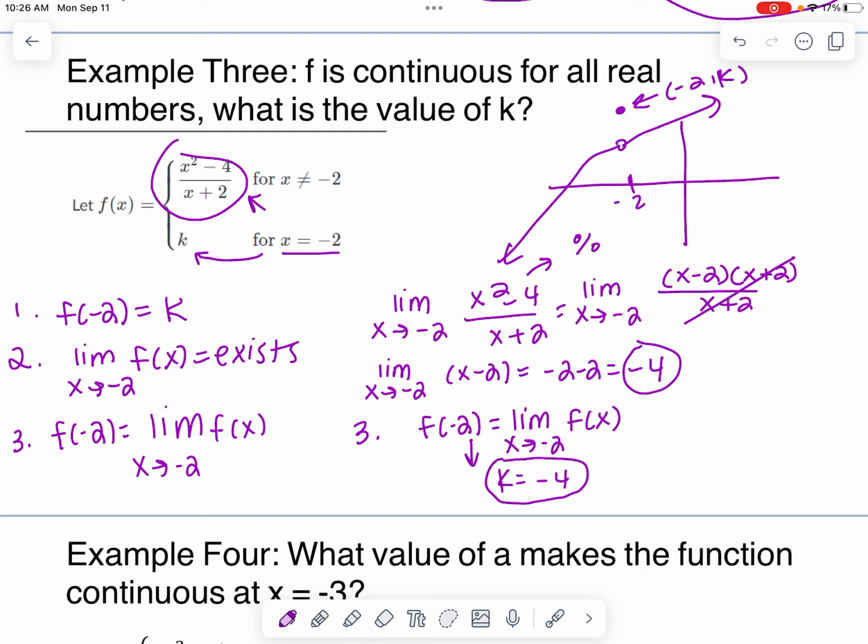And so basically, that means that this hole that we see up here, instead of it being there, it's actually just going to come in here, and it's going to fill in this point right here, and it's going to make that a continuous function. Even though it's a piecewise function, it's still continuous because there's not actually a hole in there anymore, because k just equals negative 4.